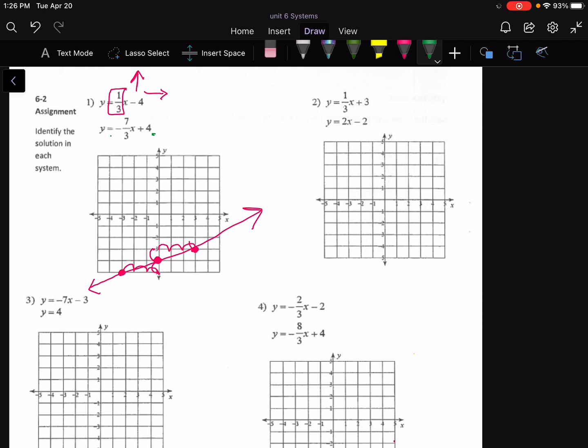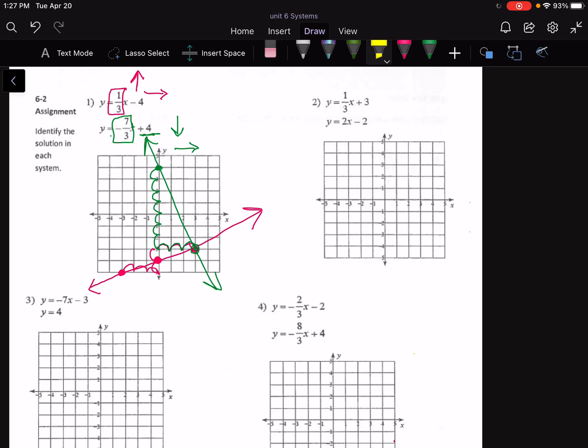So now let's go ahead and graph the second one. This one starts at +4, so my first point is going to be up here at +4. And this slope is -7/3. So that -7 tells me I'm going down 7 to the right 3. So we're going to go down 1, 2, 3, 4, 5, 6, 7, and to the right 1, 2, 3. So there's my second point. Normally we would want more than 2 points, but we know that we're going to go off the graph here. So I'm just going to connect.